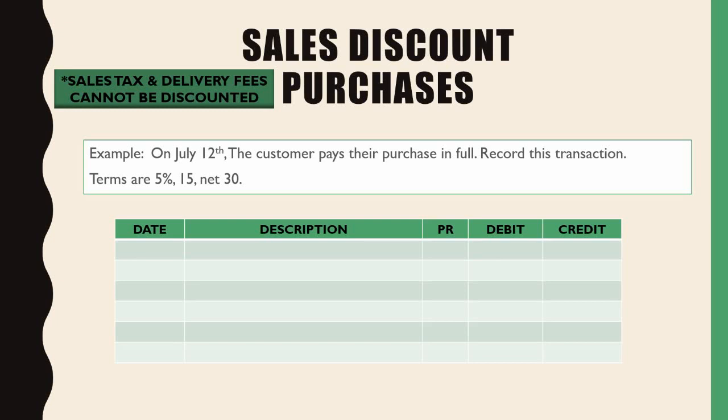It's within 15 days. Now the customer pays us for their purchases in full. So now we have to record this transaction. And the terms were, again, 5%, 15, net 30. So now that we have someone that has an accounts receivable with us, we're giving them an incentive to say, hey, if you can pay me back the money on time, I will give you a discount. So because he did meet the discount period, how are we going to record this transaction now?